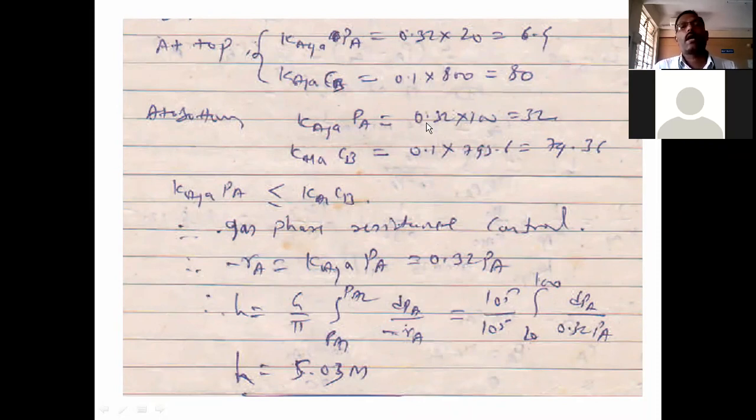Then at the top we take one equation, and at the bottom we take a different equation of the rate of reaction. Then we calculate h1 at the top and h2 at the bottom and take the summation, which is the total height of the tower. So this is the procedure for calculating.